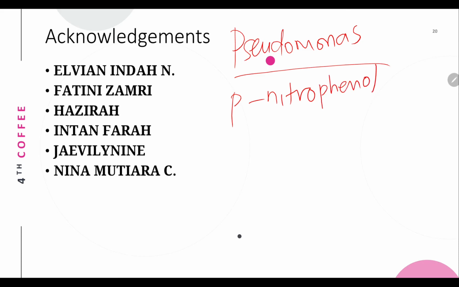P-nitrophenol, or PNP, occurs as a contaminant of industrial effluents, and it is an important environmental pollutant. It usually causes significant health and environmental risk because it's very toxic to many living organisms. So the bacteria Pseudomonas has the ability to break down this P-nitrophenol.